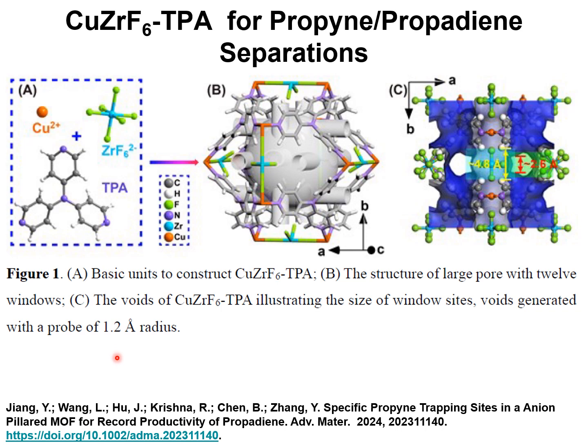This MOF has capacious cage-like pores and specific anionic propyne trapping sites, and this development results in benchmark propyne-propadiene separation. The MOF copper zirconium F6 TPA exhibits excellent water and thermal stability.